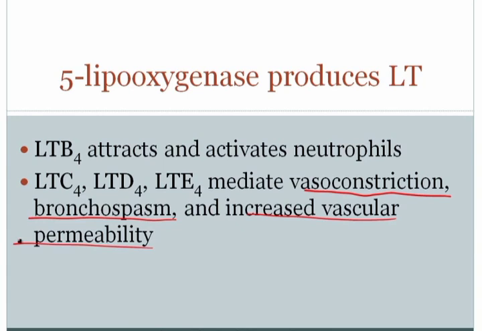Leukotriene C4, leukotriene D4, and leukotriene E4, basically what they do is they contract smooth muscle. So the arteriole is lined by smooth muscle, and when that smooth muscle contracts, we get vasoconstriction. The bronchus contains smooth muscle on its wall, and so when that smooth muscle contracts, we're going to get bronchospasm. And increased vascular permeability occurs when the pericytes, which contain smooth muscle contractile function, contract, increasing the opening or the space between the endothelial cells.